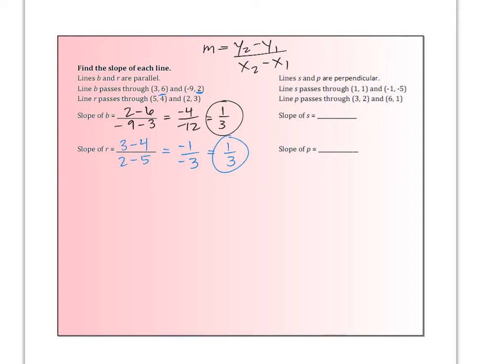So what I want you to notice here is it says B and R are parallel. I can tell that because of the two slopes I got. Parallel lines will have the same slope. All right, let's go over to the other example here. It says lines S and P are perpendicular. Will you please pause the video and try to find the slope of S and the slope of P, and then unpause?